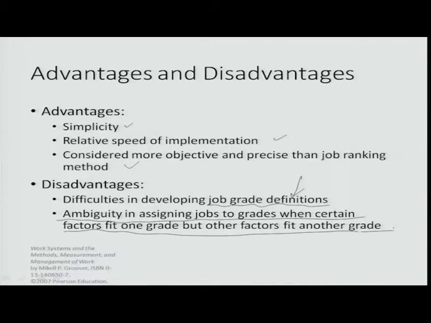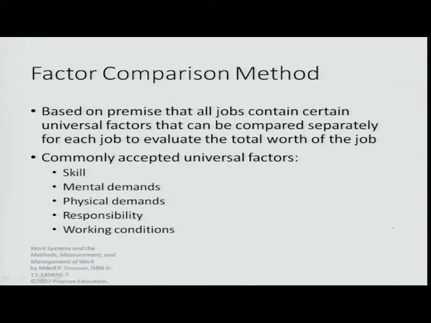So therefore it is also a highly subjective technique, and therefore if you really wanted to relate a weight structure to such a technique, just as the paired comparison method, here also similar kind of challenges would come for designing weight systems. So what are those other techniques where you could directly associate wage designing or salary designing? And so therefore we go to the next method, which is a factor comparison method, which is slightly detailed, and it is based on the premise that all jobs would contain certain universal factors that can be compared separately in terms of rankings again to each job and evaluate the total worth of the job.